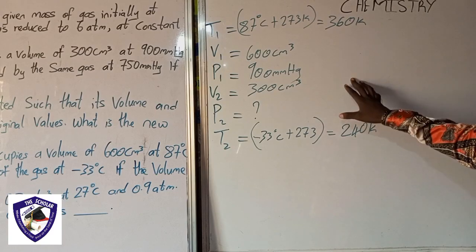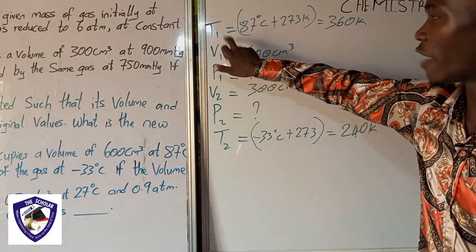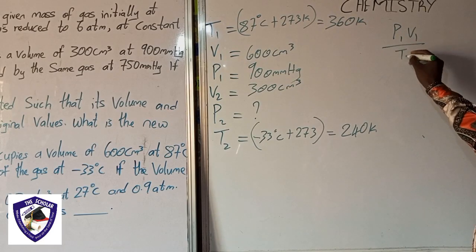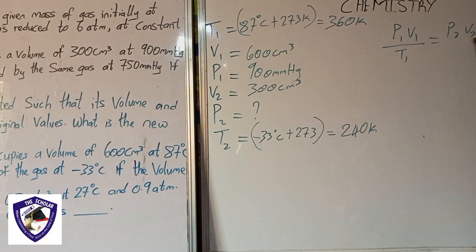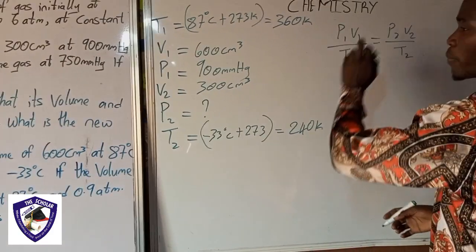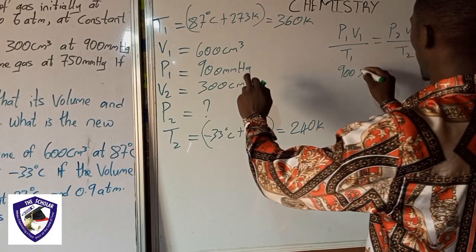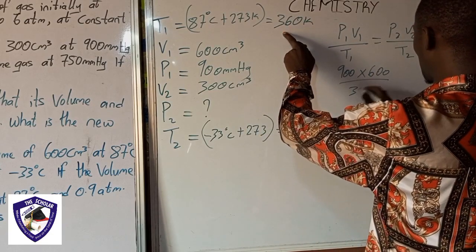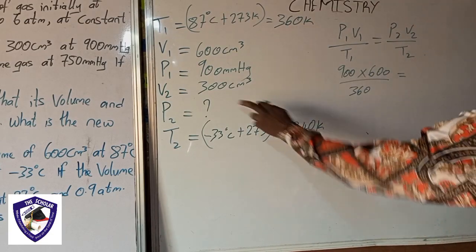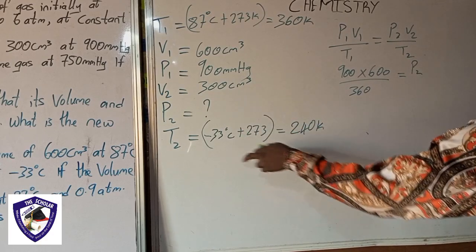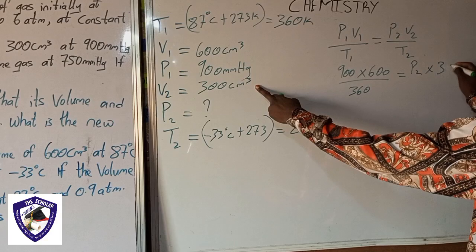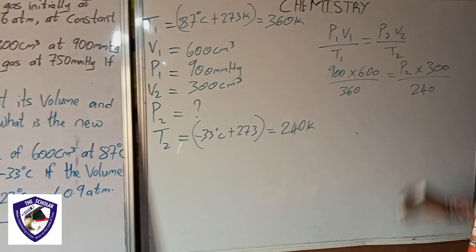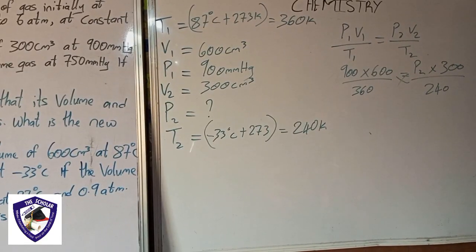So in this question we have the three parameters. We have P1, we have volume, and we have temperature, which means we are making use of the general gas equation. P1 V1 over T1 equal to P2 V2 over T2. Now our P1 is 900, our V1 is 600, all over our T1 is 360, our P2, which is what we are looking for, our V2 300, and our T2 240. Now let's cross multiply.